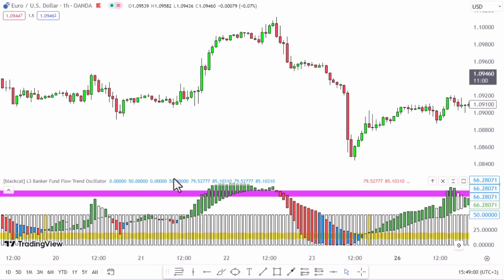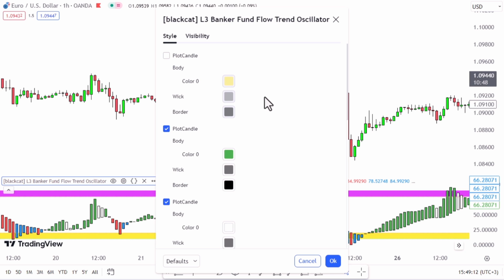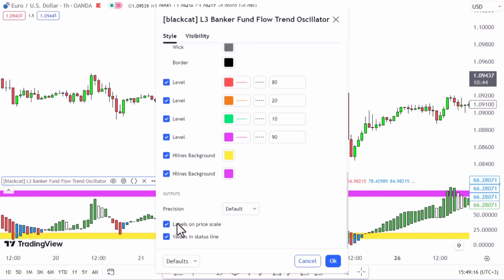Now let's change the indicator settings. To do this, navigate to the banker funds flow indicator settings tab. As you can see, the input settings can't be changed. Therefore, we will only be changing the style setting of the indicator. We will be unchecking the upper plot candle checkbox. That was all we needed to do.